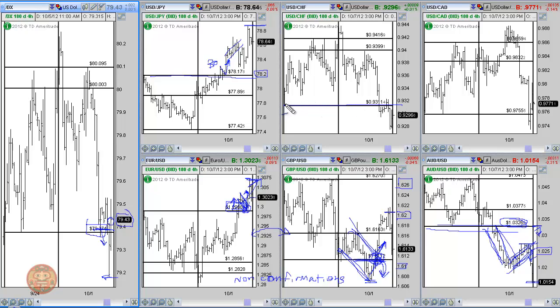You got the Swiss franc here, which actually looked pretty decent. Looked like we broke down and then came back to retest the previous week's low, finishing off the low at 92.80 before running back up to 92.96. Again, same kind of thing as the Japanese yen. Not really much movement after the breakout.